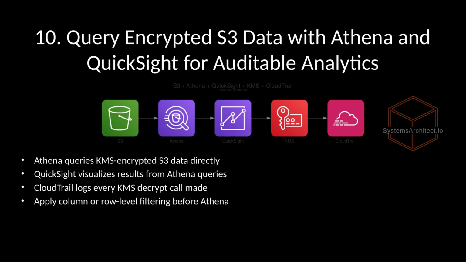10. Query encrypted S3 data with Athena and QuickSight for auditable analytics. Analytics tools often need broad read access, which can sit in tension with tightly controlling that same data. Athena queries KMS encrypted S3 data directly and needs explicit decrypt permission on the key. QuickSight then visualizes the results.